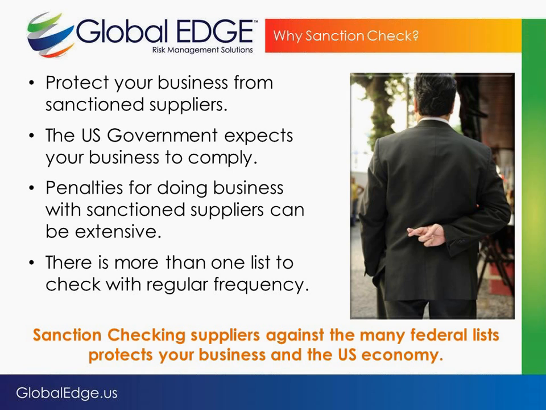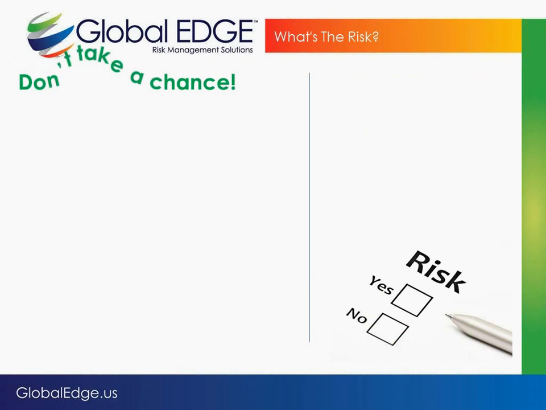So why do sanction checks? Number one, the government has sanctioned businesses to support you in protecting your business and the government from fraud, waste, and abuse. Number two, well, frankly, the government expects you to. And number three, penalties for doing business with sanctioned suppliers can be very expensive. And remember, there is more than one list to check with regular frequency. Finding an organization to help you facilitate the process will likely be less expensive than doing it yourself internally.